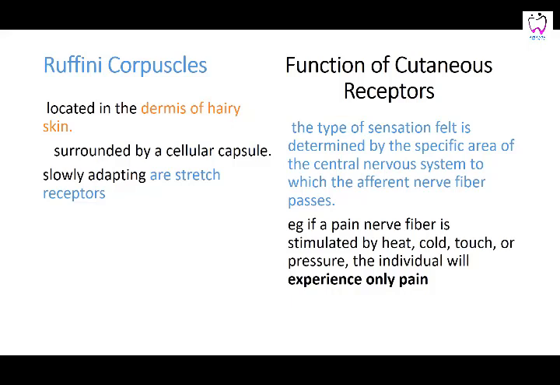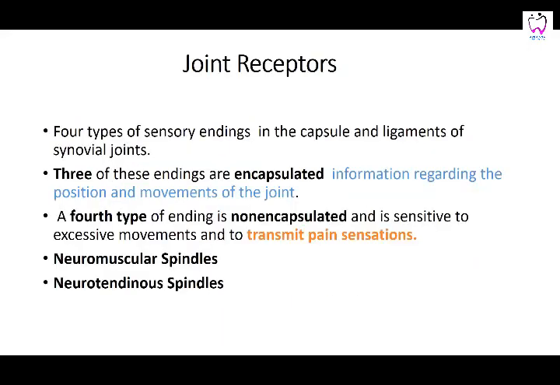So again, if a pain nerve fiber is stimulated by heat, touch, cold, or pressure, the individual will experience only pain, not telling because of what. So that is the function of the cutaneous receptors. Then these were the ones present in the skin.